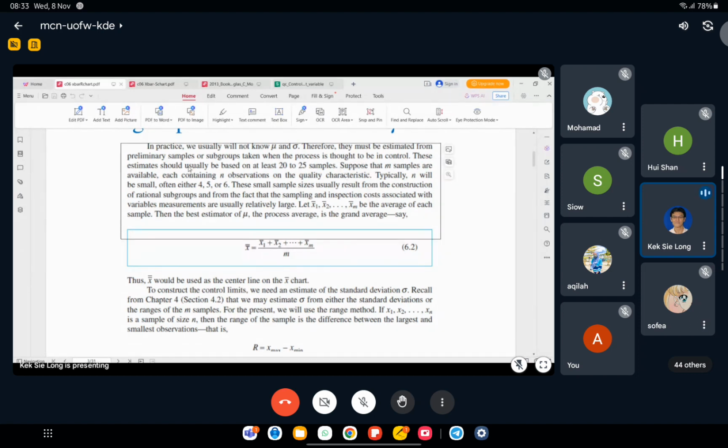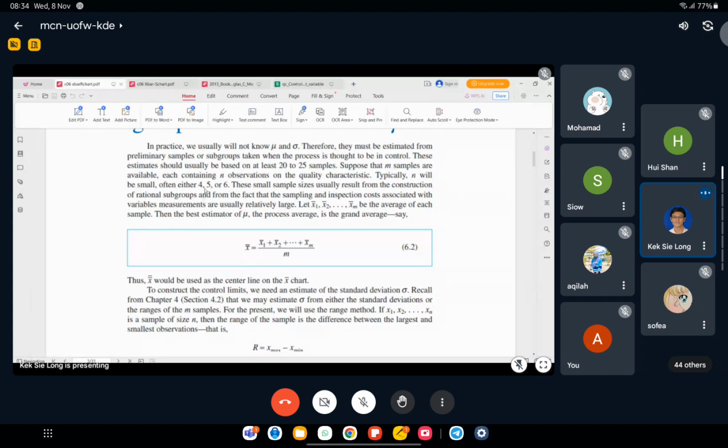Suppose that m samples are available, each containing n observations. So you have to really understand m equal to what, n equal to what, which number. Then you can calculate x bar. So please do not misunderstand n and m. Sometimes we confuse because when we say sample, how many samples? So when we're talking about how many samples, it should be m equal to, right? You say I have 20 samples, so m equal to 20.